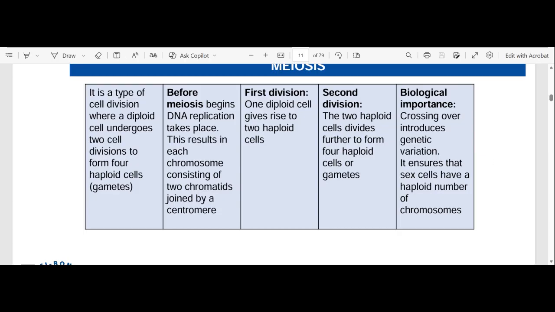It ensures that sex cells have a haploid number of chromosomes, thus maintaining the chromosome number, right? Just imagine if meiosis did not exist as a process, then it would lead to a catastrophic disaster. It means that you would have a sperm with 46 chromosomes and an ovum with 46 chromosomes. Those gametes would mix together and you would have an enormous number of chromosomes, right? I hope that makes a lot of sense.